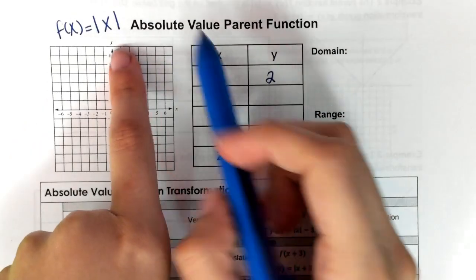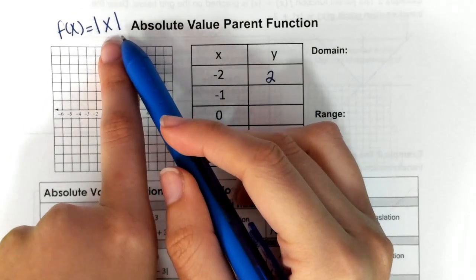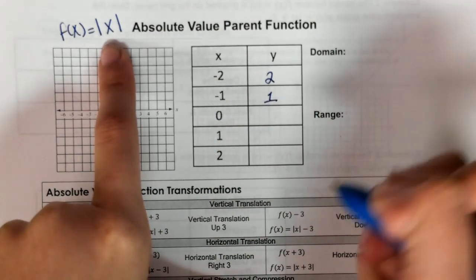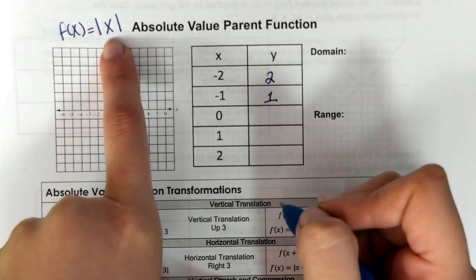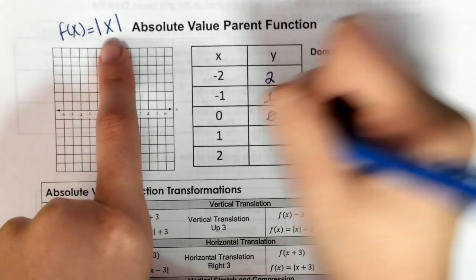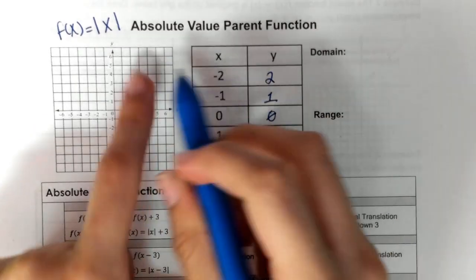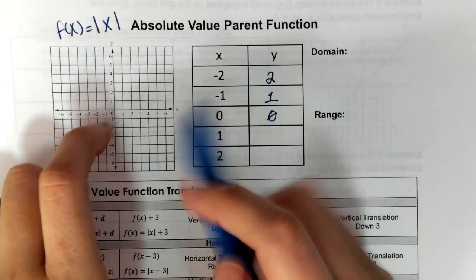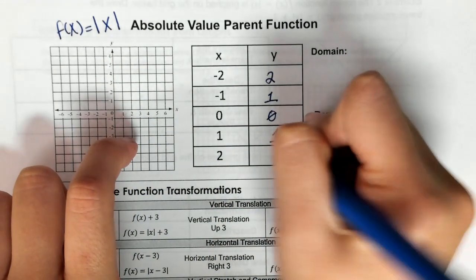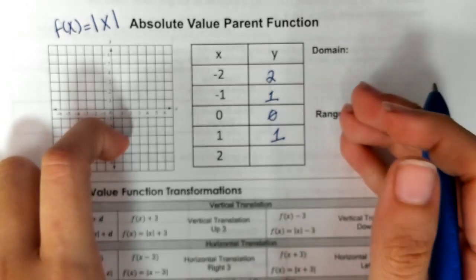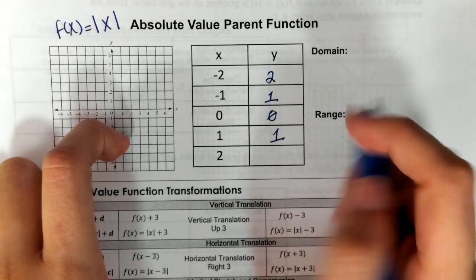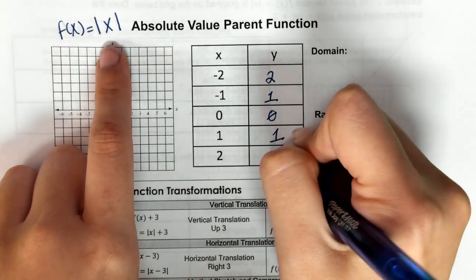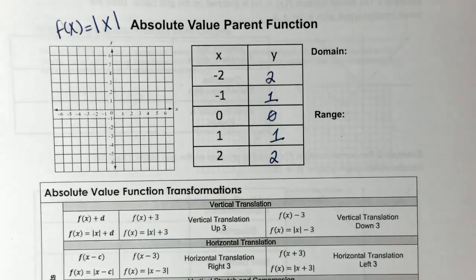Similarly, I'm going to input a negative 1 into my absolute value bar. My output will be a positive 1. If I input 0, my output is 0. If I input a positive number into my absolute value bars, it stays positive. It does not change sign. Everything just becomes positive, and if it's already positive, it's going to stay positive. So if I plug in a 2, I'll get a 2 as an output value.